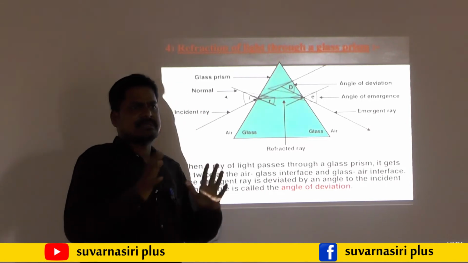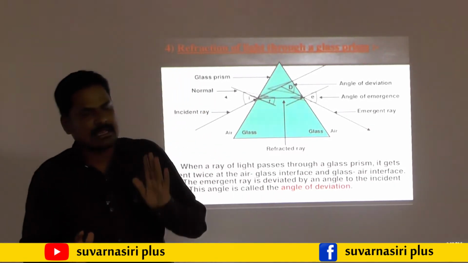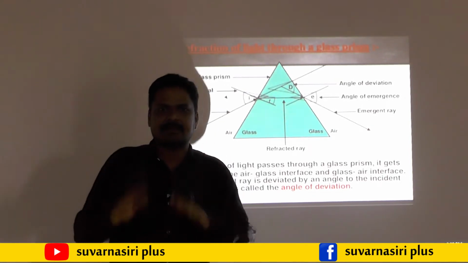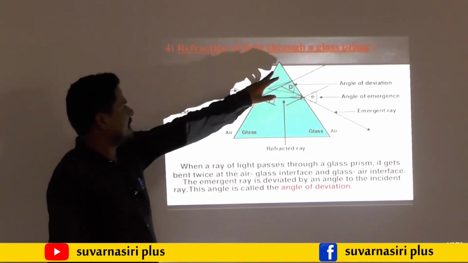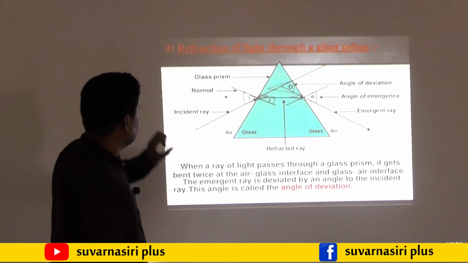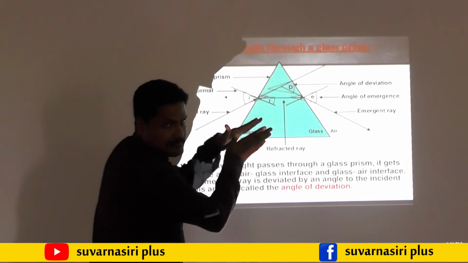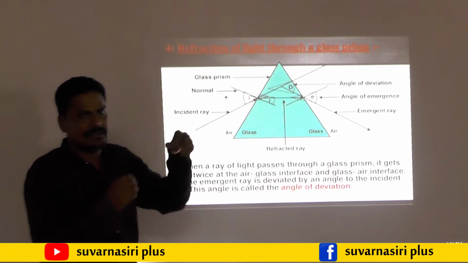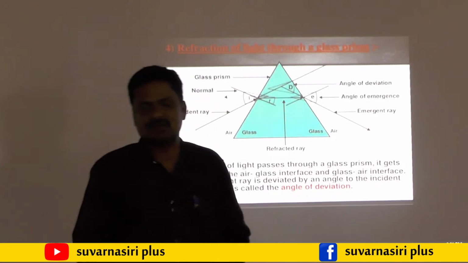First of all we have to learn what a glass prism is. A glass prism contains 2 triangular faces and 3 rectangular faces. This is a regular prism, because all the angles of the glass are made at 60 degrees. When light passes through the prism, what will happen? It will split. You can learn this in the further topic, called dispersion.